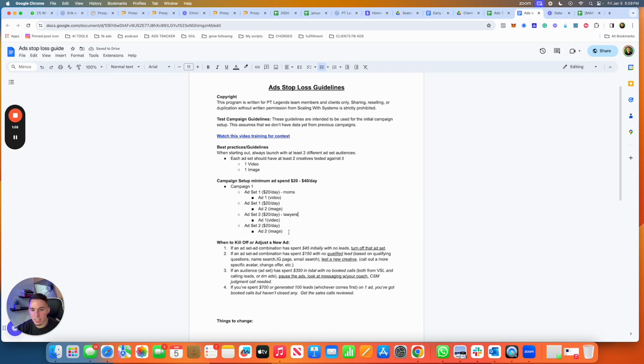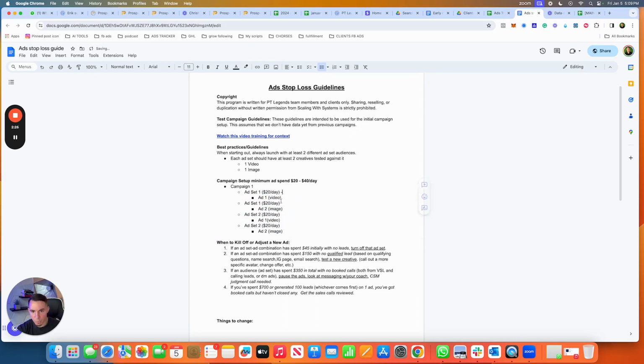What this is going to allow us to do is not spend $20 on each one. It's going to split the $20 between the two, and Facebook is going to allocate all the money towards whichever one performs best, whether it's the video or the image. Okay, so this is how we find what works best. Out of the four things that we do, we should be able to find a winner.